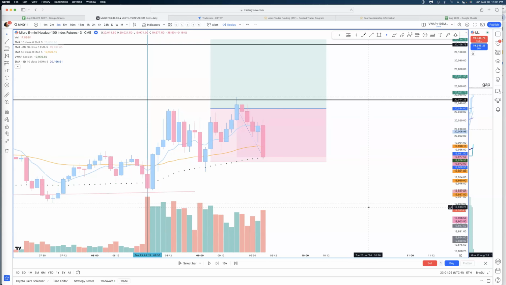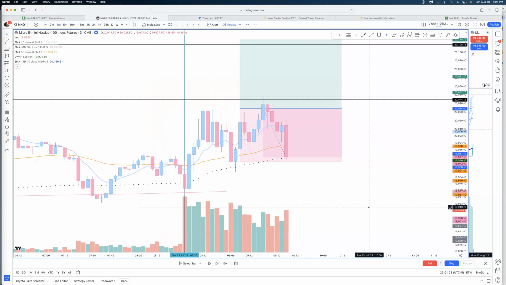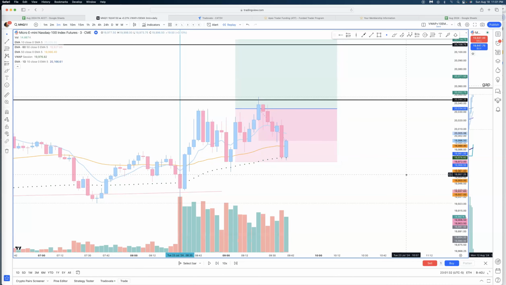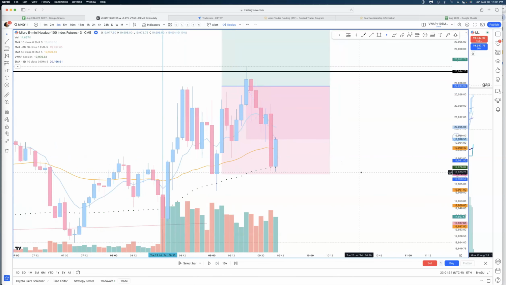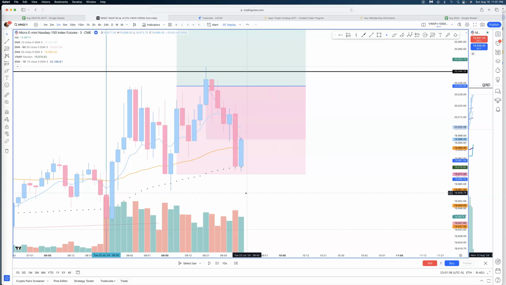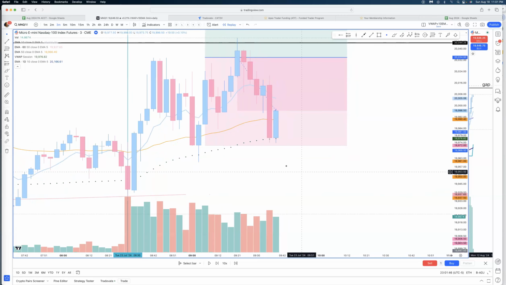I'm trying to think now. Wow, it wouldn't have even hit my stop though. And is it the same low? No. They're really close. So I still wouldn't have been stopped out.